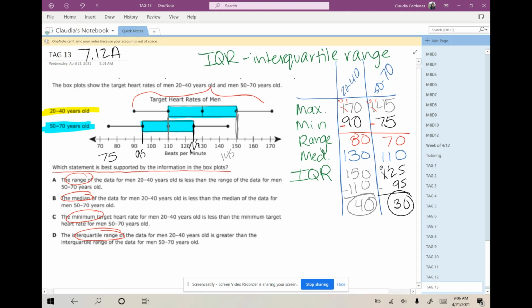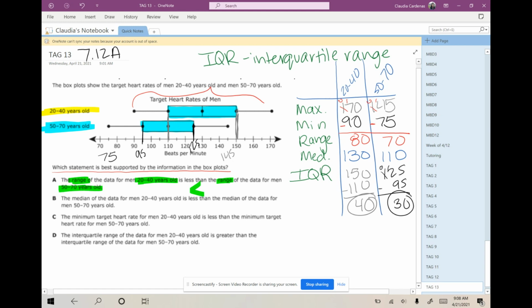Alrighty, team, we have everything that we could possibly need in our chart. So let's go ahead and start looking at the answer choices. So A, the range of the data for men 20 to 40-year-olds is less than, well, that means less than the range of the data for men 50 to 70-year-olds.